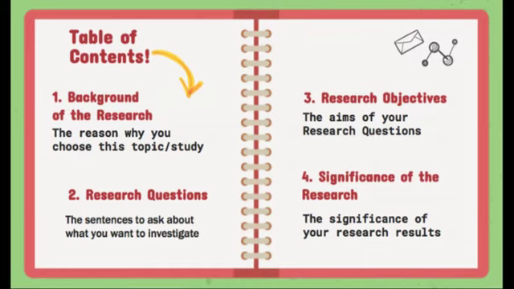The second one is research questions. Here you have to write sentences and ask about what you want to investigate or observe in your study. The third one, research objectives. It is about the aims of your research question. And the last one, significance of the research. It deals with the significance of your research result or research findings.